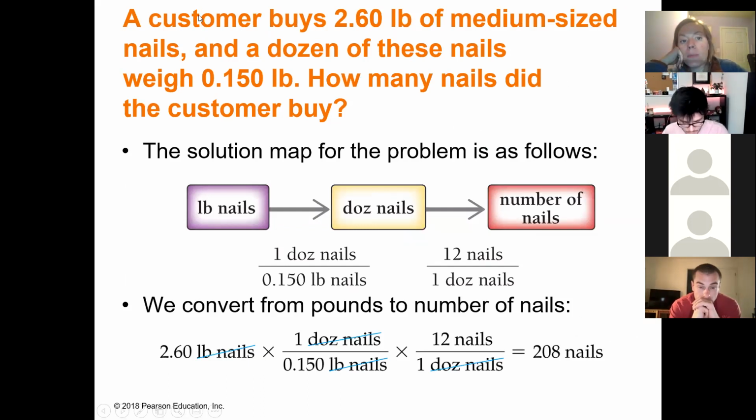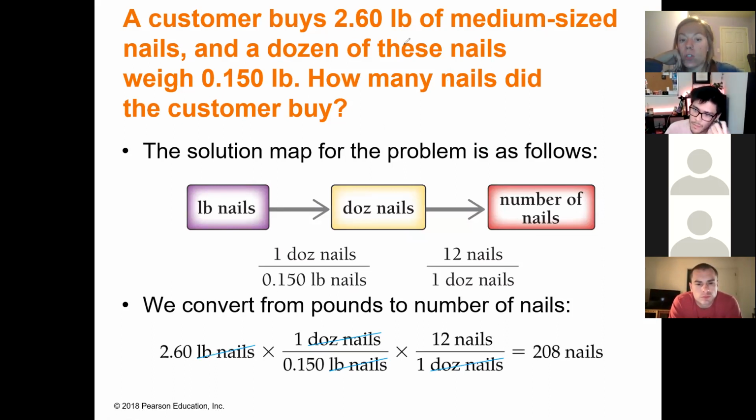So we can look at this problem here. It says a customer buys 2.6 pounds of medium-sized nails. We're going back to those flow charts and the conversion factors. And a dozen of these nails weighs roughly 0.150 pounds. How many nails did the customer buy? So there's two different conversion factors here.